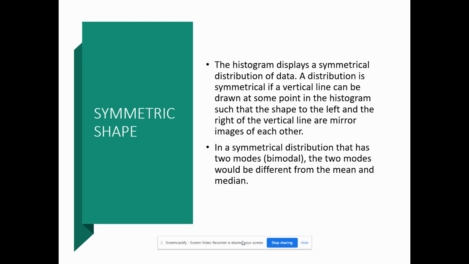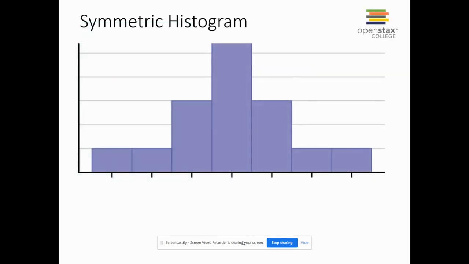So it can be a really pretty bell shape. It could be bimodal, because if I have two modes, then I could have two curves in my data. It can be all different kinds of things. So let's look. This is a symmetric histogram.